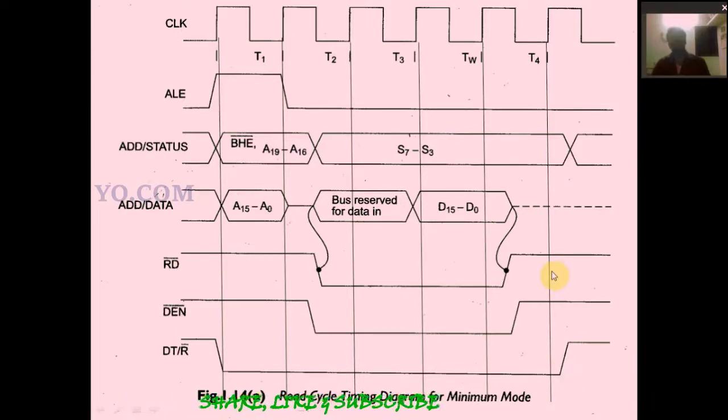Okay, so this is the minimum mode read cycle diagram. So you have to draw this diagram in this manner only. Okay, right. It is very easy to draw. So first you have to draw the ALE signal for only T1, then after enabling the ALE, provide the address. So the address bus is enabled. Here the address is in two divisions, one is 0 to 15, another one is 16 to 19, that is also enabled. Then after that RD bar, DEN bar and DT bar R bar. Of these three control signals, only DT bar R bar is enabled, the remaining two are not enabled.